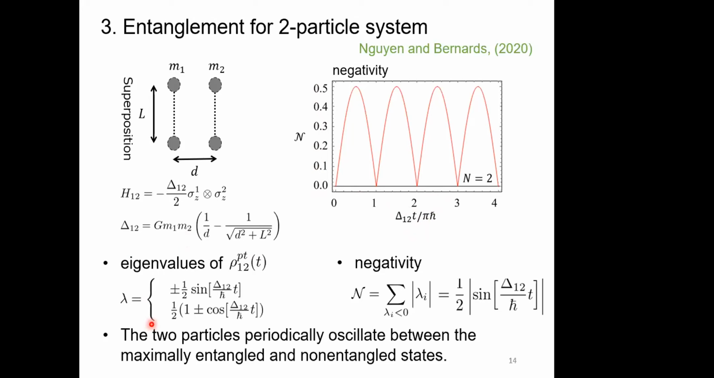This figure shows that in the two particles case, the negativity periodically oscillates between the maximally entangled and non-entangled state. The typical time scale of the time evolution is determined by Δ1,2 over πħ, like this.